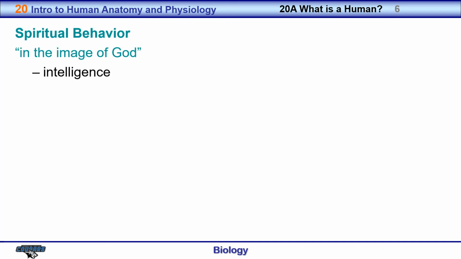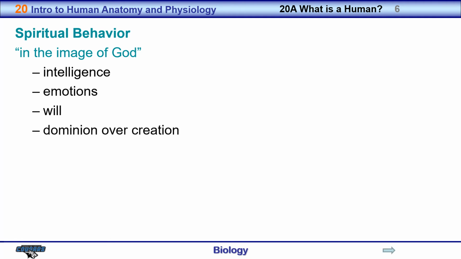So in the image of God: God is intelligent, so we have intelligence. We exhibit emotions as God exhibits emotions. He loves, he hates, he longs for, it says, and things like that. And we have a will. We can choose to do something, just as God has a will. And then, as God is in control of all of creation, God's given us dominion over a portion of His creation here on earth.